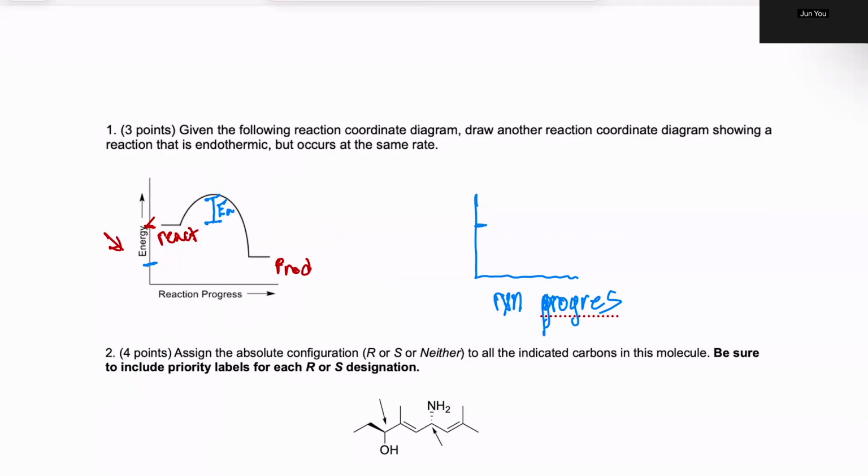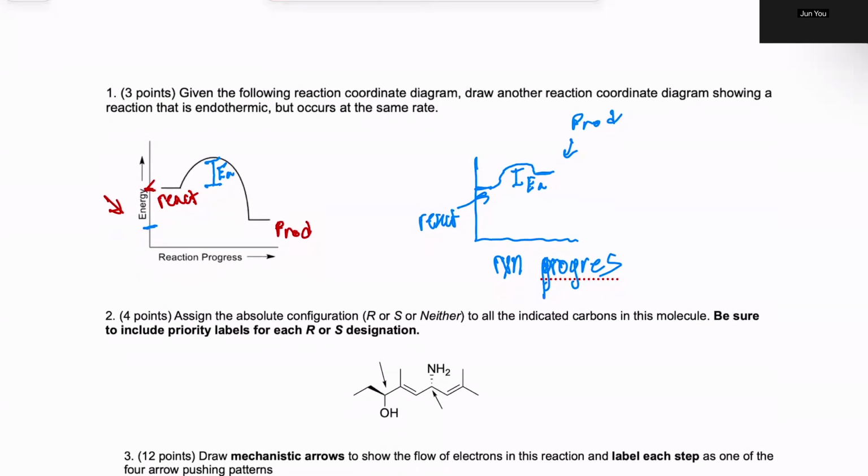So we're going to start here. And we'll draw about the same, and then we're going to end. So this would fit the criteria that we need. Our products are higher than our reactants, and the EA is the same. So just like a key concept to know is that the EA is the rate determining step. That makes sense? You understand that?